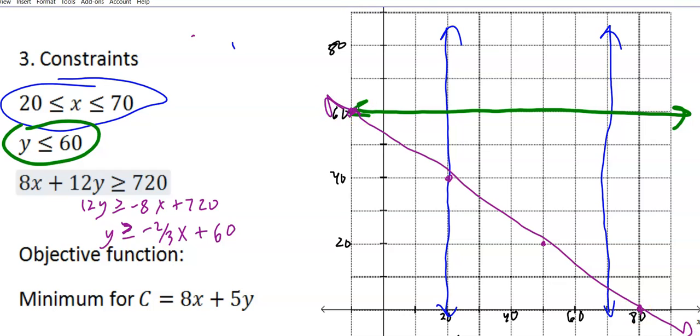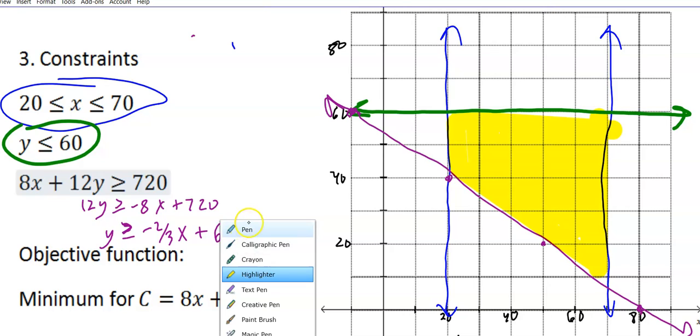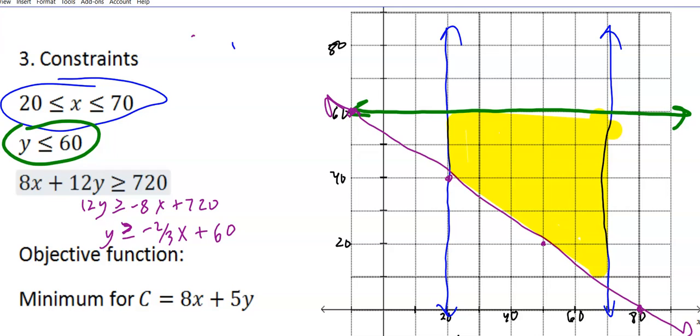So the feasible region I need to shade kind of looks like this, because again, we're shading below the green line, above the maroon line, and in between the two blue lines. And so my ordered pairs for those. This one's tough, so I've got to figure out where that one actually hits. I'm not sure exactly, but we'll find out.